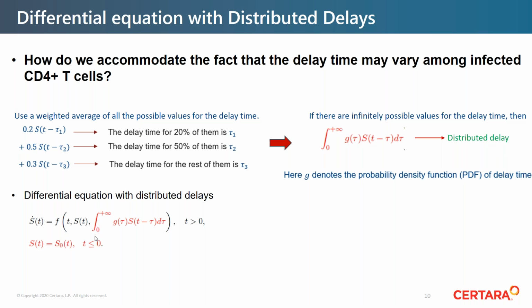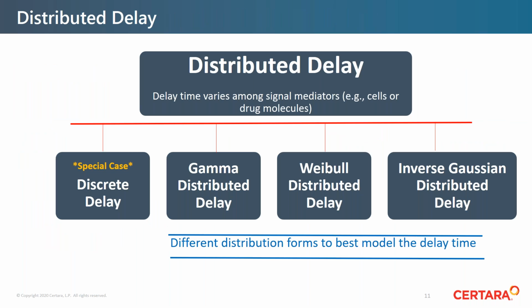This is a simple differential equation with the distributed delay. You can see that for this case, we have to specify the value of S over all negative t in order to define this differential equation. Now, I want to point out that the distributed delay includes the discrete delay as a special case.